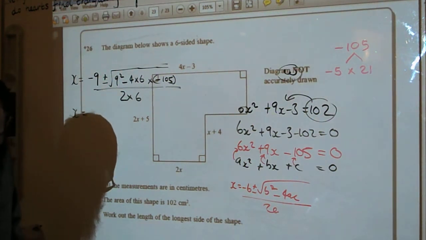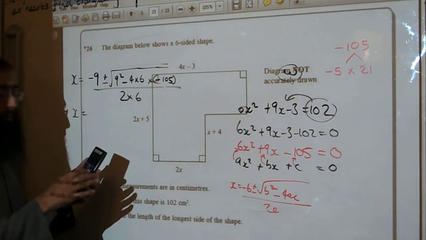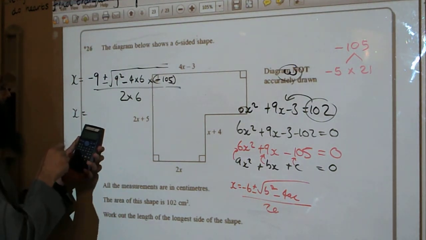I'm sorry, my calculator software is not working at the moment because I've had some computer problems as well. So let's type this in.